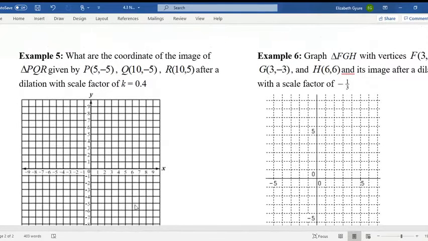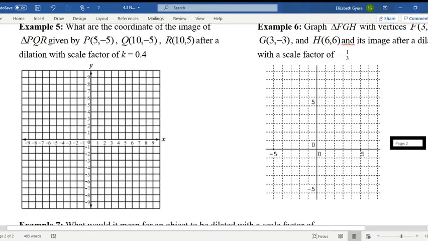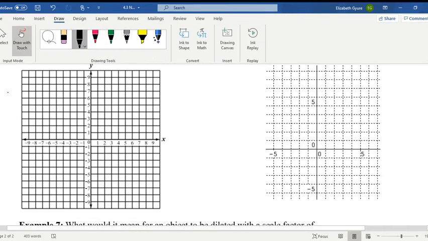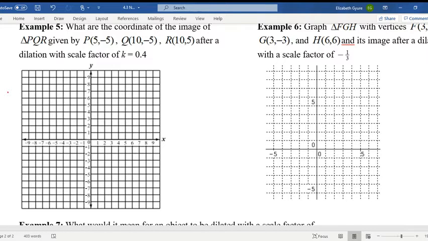So example 5 says, this are again just more of the same, just different ways to see your scale factor. So what are the coordinates of the image of triangle PQR, given that P is 5, -5, Q is 10, -5, and R is 10, 5, after dilation with a scale factor of 0.4? Do you think 0.4 is a reduction or an enlargement? Definitely a reduction. Does it matter that it's a decimal? No, because can you just plug times 0.4 into your calculator? Definitely. Okay. So make sure you draw your original figure. 5, -5.